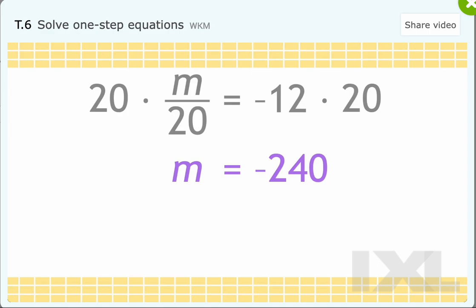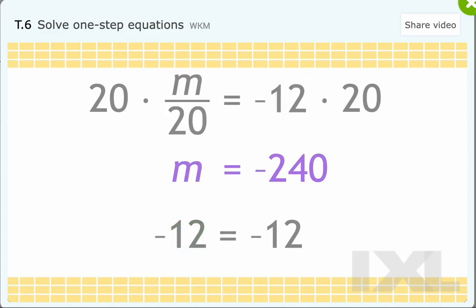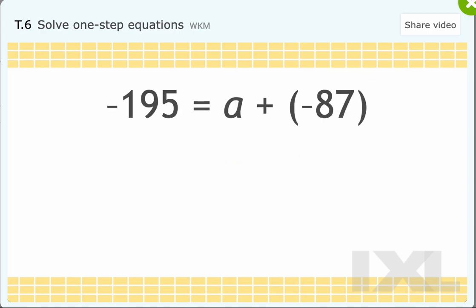I bet you already know the last step. We need to plug in negative 240 for m in the original equation. The quotient of negative 240 and 20 is negative 12, so m equals negative 240 is the solution to this equation. All right, let's solve one final equation together before you go.